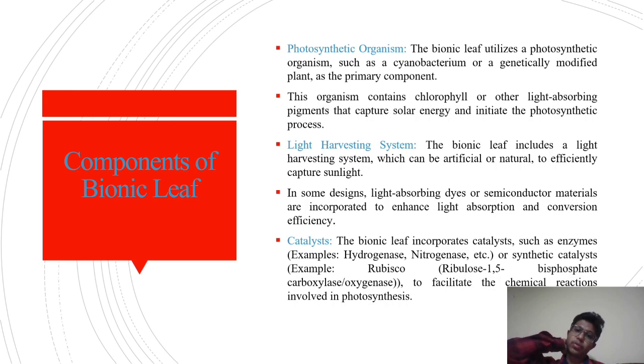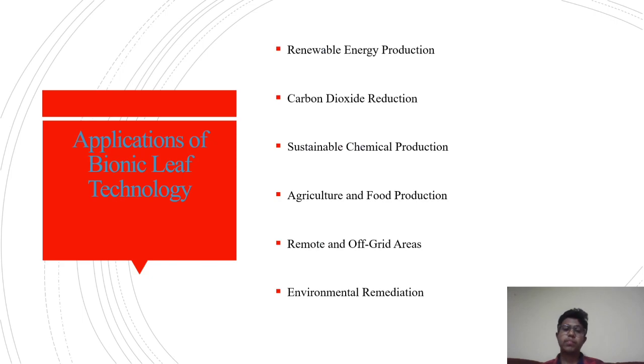Components. Photovoltaic organisms, generated and modified, are the primary component, used to capture the solar energy and initiate the light harvesting process. They efficiently capture sunlight and enhance light absorption and conversion efficiency. Catalyst: drives the chemical reactions involved in photosynthesis.